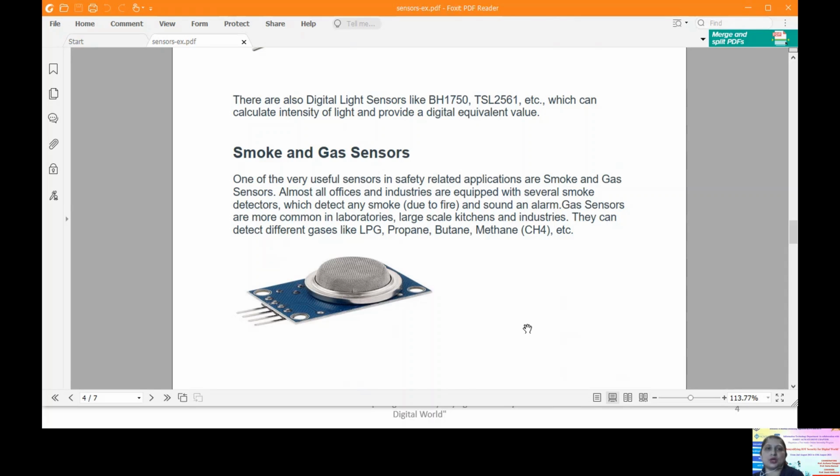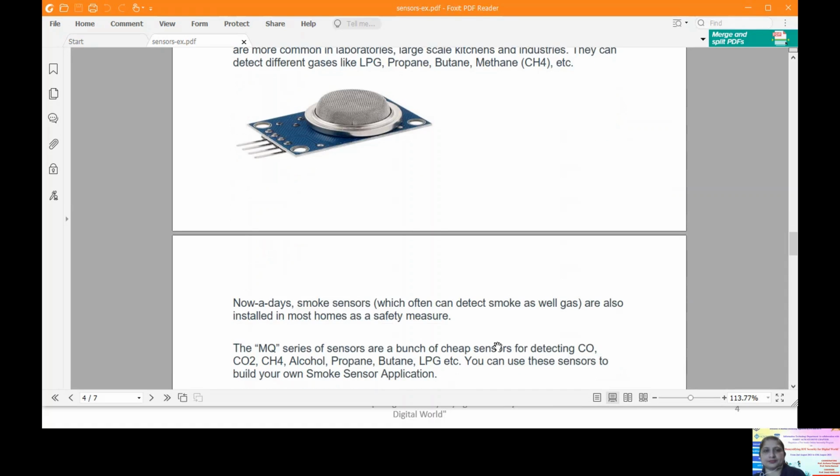The gas sensors are more common in laboratories, large scale kitchens and industries. They can detect different gases, which may include LPG, butane, methane, or propane, etc. Means different types of gases which are present in the environment can be detected.